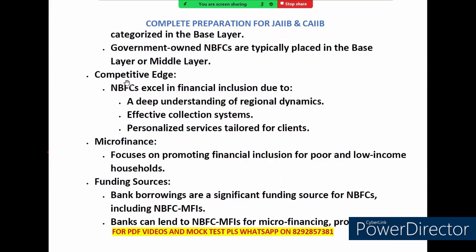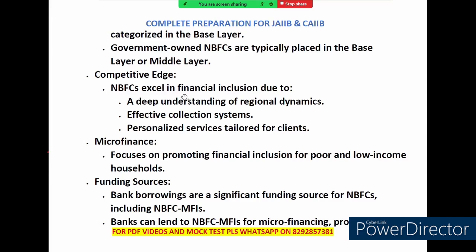Now, NBFC competitive edge: NBFCs stand out because they have a deep understanding of the regional needs and dynamics. Their collection systems are efficient. They offer personalized services tailored to their clients, especially in local areas. One of the key roles of an NBFC, especially an NBFC MFI, is to promote financial inclusion by offering loans and services to poor and low household income.